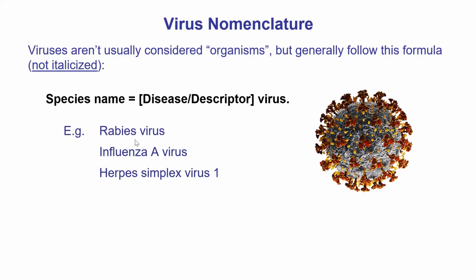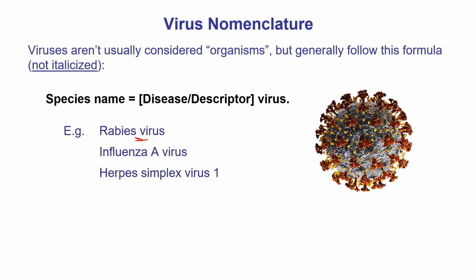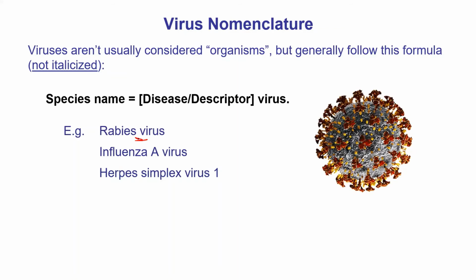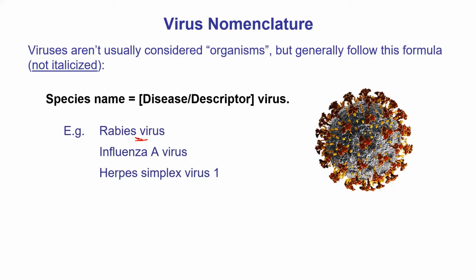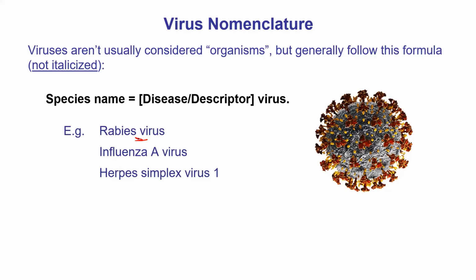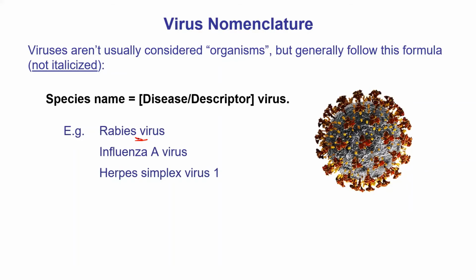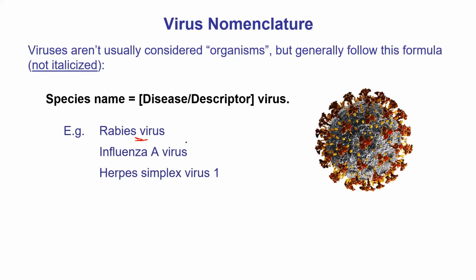So rabies virus. Sometimes also there will be no space between the descriptive word and the word virus. So influenza virus can be one word. Sometimes there's different versions of the virus. So you can see influenza, there's actually A, B, and C. And so the ones that usually infect humans are A and B. A a little bit more common than B, and C not as common.